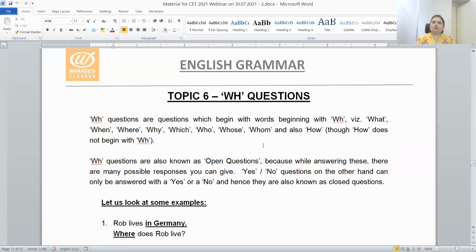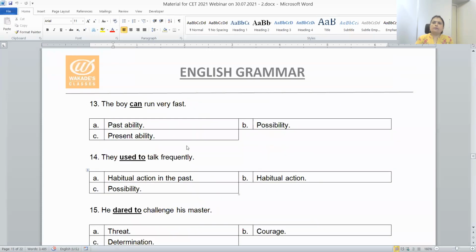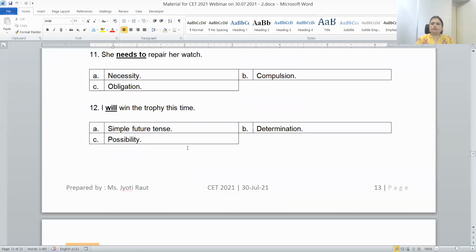Okay, Kshitij, I will scroll once again to number 12. Yes, Kshitij, please let me know what is your doubt. Can you please send me your doubt, Kshitij? Then I'll answer it. No, Kshitij. Does "will" show possibility in "I will win the trophy this time"? No, not at all. When somebody tells you, this time I am going to win the tournament, or this time I am going to stand first in the class, doesn't it show you his determination? It of course shows you his determination. Okay? Good, good. Chalo.